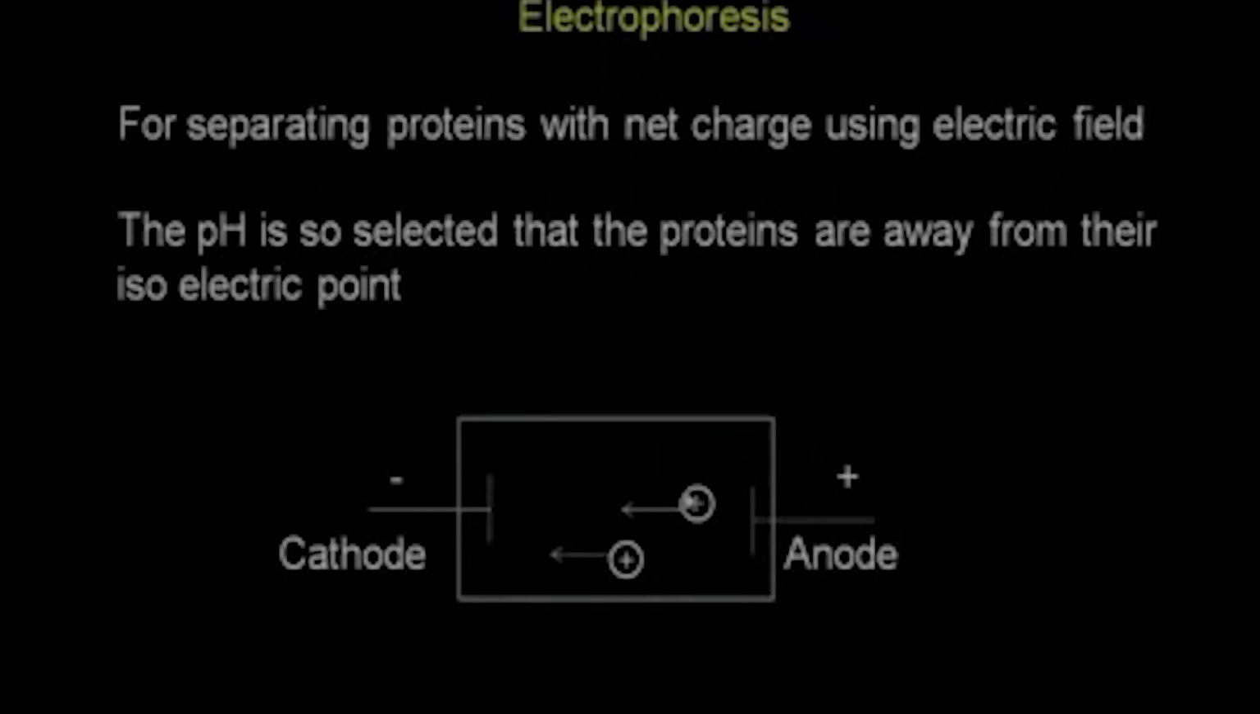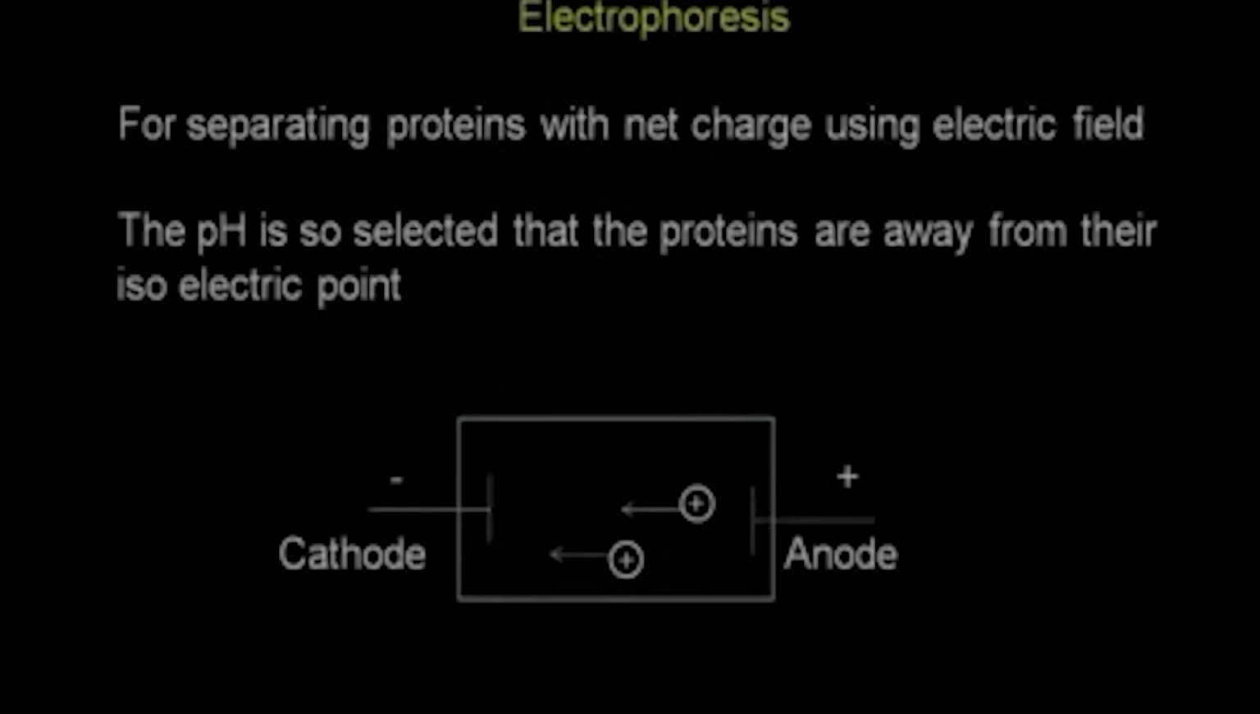If I have proteins of different molecular weight or different sizes, and they are all positive, and I am applying a large voltage, they will all get attracted to the negative electrode, the cathode. Now the speed at which they get attracted will depend upon the mobility, that means it will depend upon the size. So I can achieve a separation based on the size. This is how electrophoresis works.